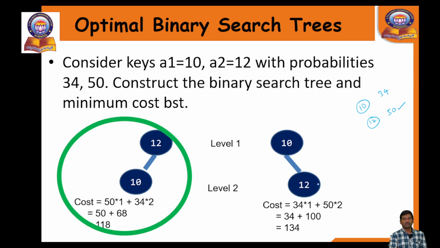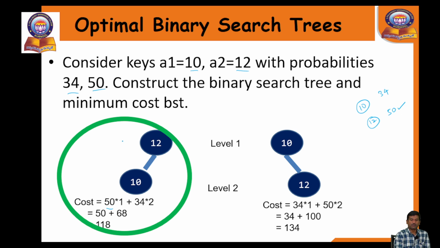Find the cost. So how to find the cost? Assume this is your level 1 with the node 12, and this is your level 2 with the node value 10. How do we find the cost for this binary search tree one? What is the cost of 12? That is the probability of searching 12, which is 50, because the probability of 10 is 34 and similarly 12 is 50.